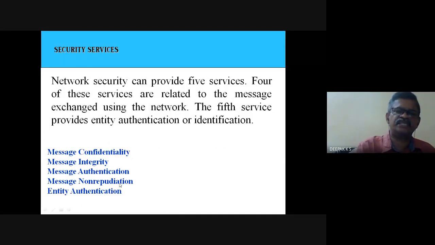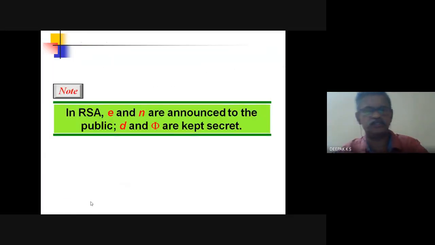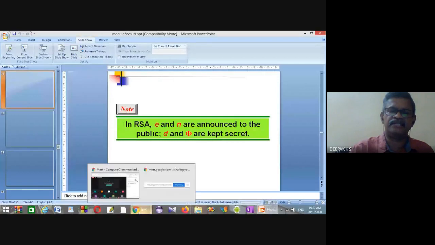Message non-repudiation is basically, if Alice has sent a message for transferring some amount and it was transferred, later on Alice should not be able to deny that she sent it, saying I did not send that. That aspect is message non-repudiation, and another aspect is entity authentication. We will see these two in the next class and then continue.